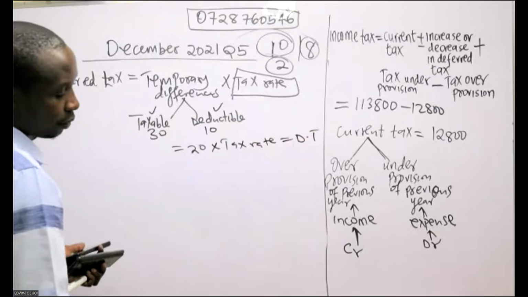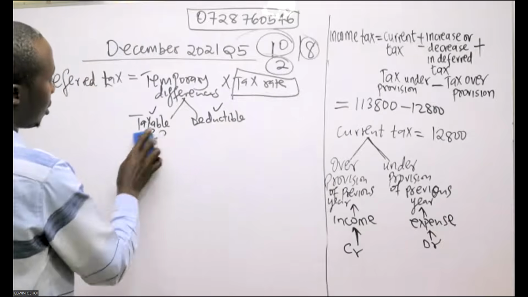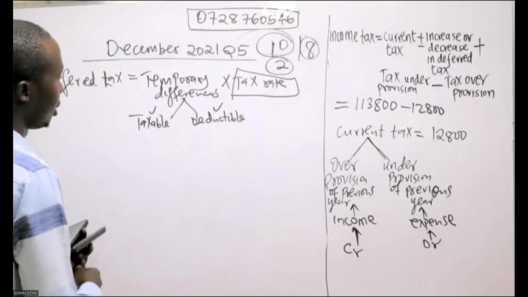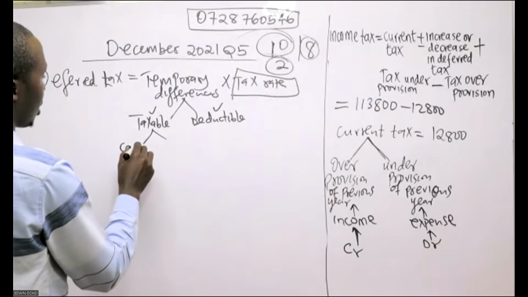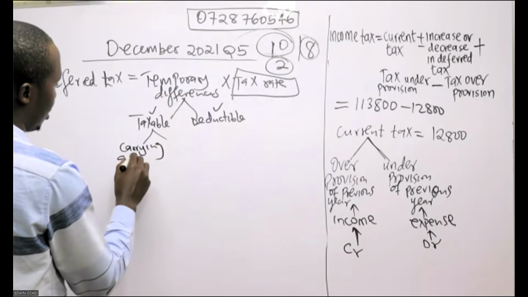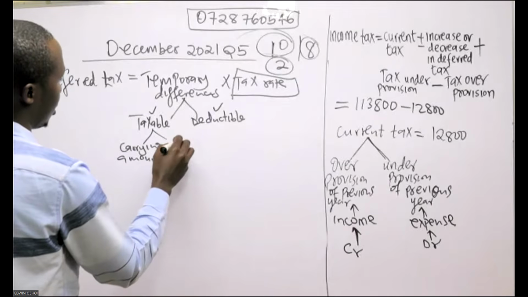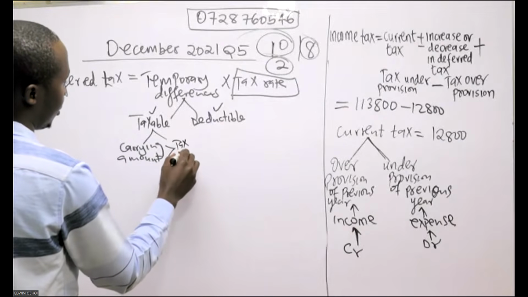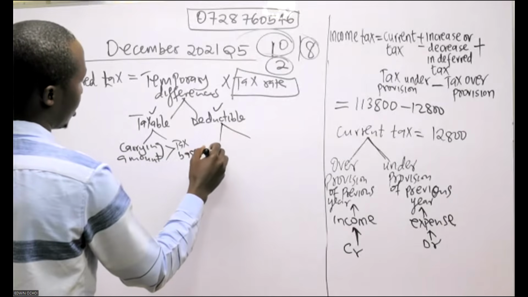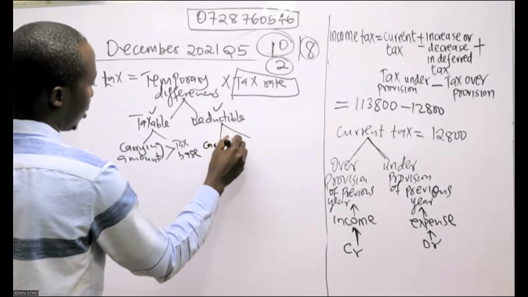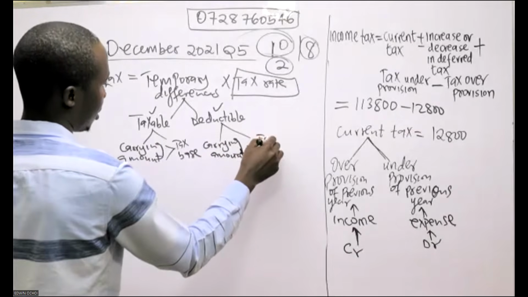So in this question, you were given which one? For taxable, we say a taxable temporary difference is when the carrying amount is greater than the tax base. And this one, the deductible, is whereby the carrying amount is less than the tax base.